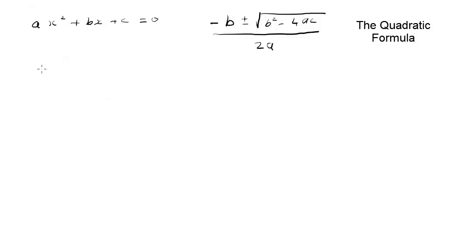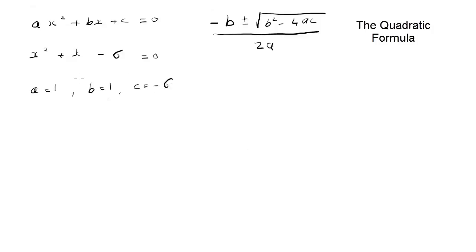So, let's imagine our equation is of the form x squared plus x minus 6 equals 0. So what we need to do first is match up our coefficients. So we can see that there's just one lot of x squared, so a is equal to 1. We've got one lot of x, so b is equal to 1. And we have c as minus 6.